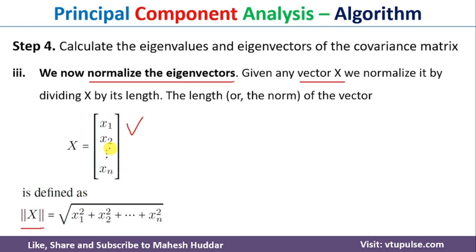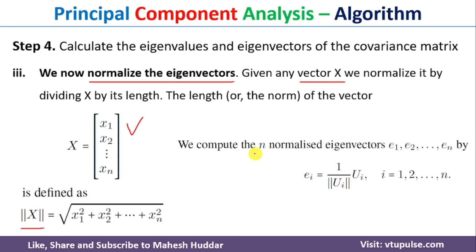Now, once you calculate this part, x divided by the length is nothing but the normalized vector over here. Similarly, I want to calculate the n normalized eigenvectors because we have already calculated n eigenvectors. For each of those, I want to calculate the normalized eigenvector. They will be denoted as e1, e2 till en here. In general, the ith normalized eigenvector is always equivalent to the ith eigenvector divided by the length of that ith eigenvector. The same thing will be repeated for all possible values of i here. That is nothing but we will get n number of normalized eigenvectors over here.